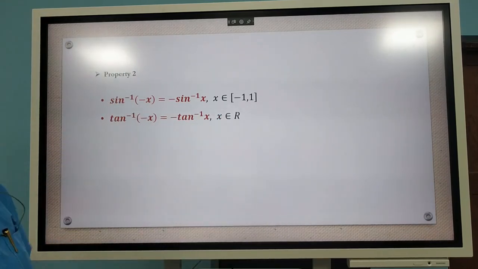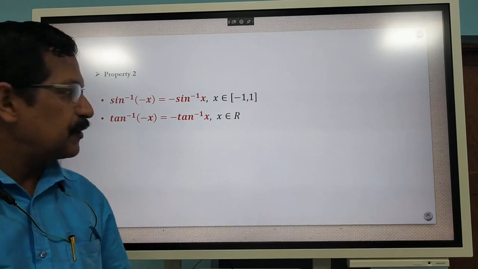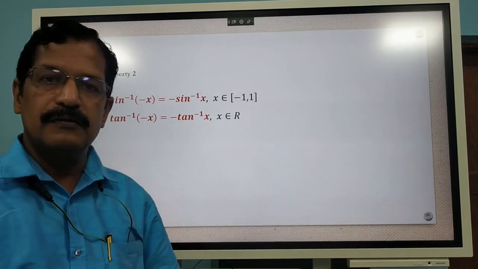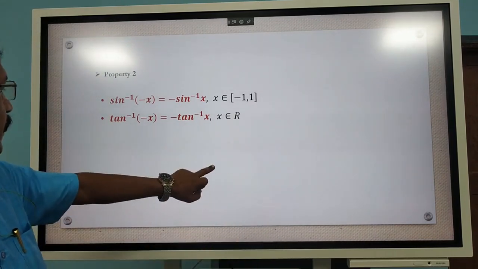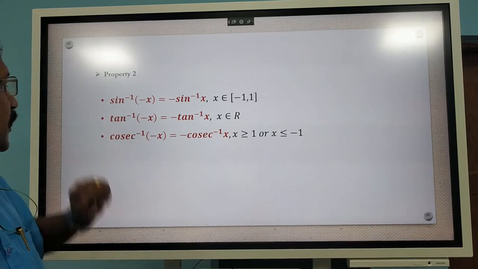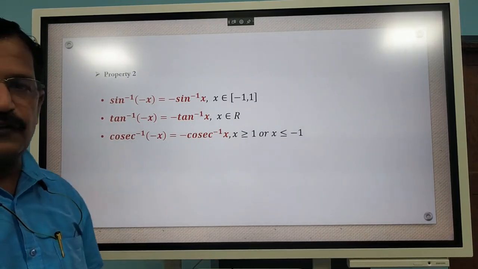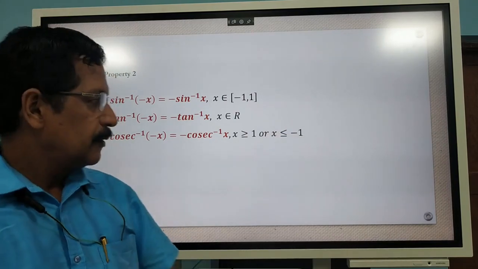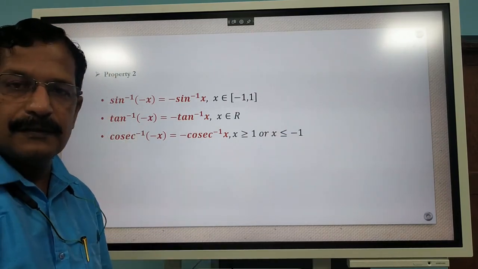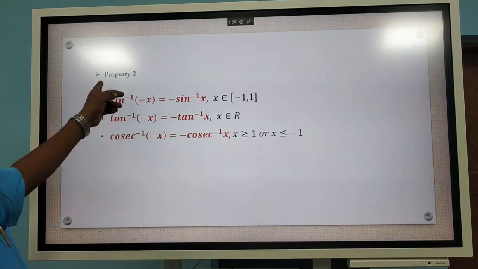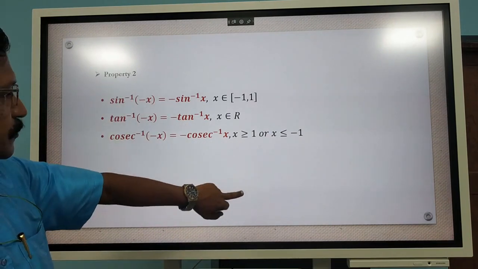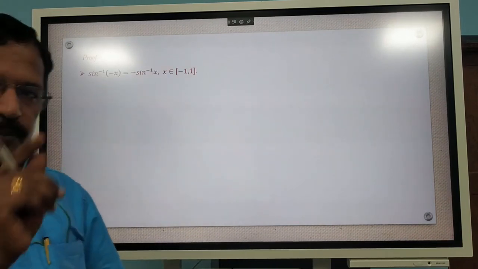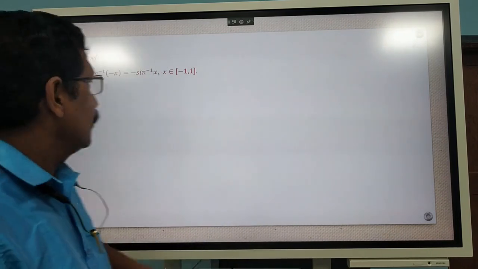Tan inverse of minus x is equal to minus tan inverse of x, where x is an element of the set of all real numbers. Cosec inverse of minus x is equal to minus cosec inverse of x, where x is greater than or equal to 1 or x is less than or equal to minus 1. These are the three results under property number 2. We can prove them. I am proving only one, the remaining you can prove.